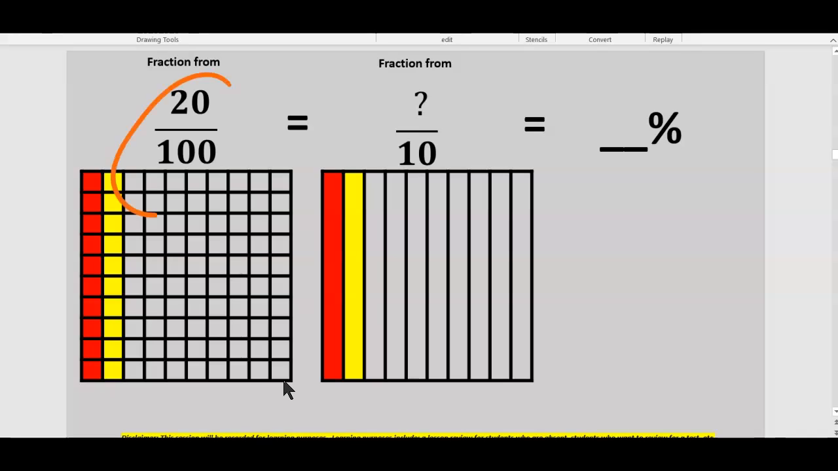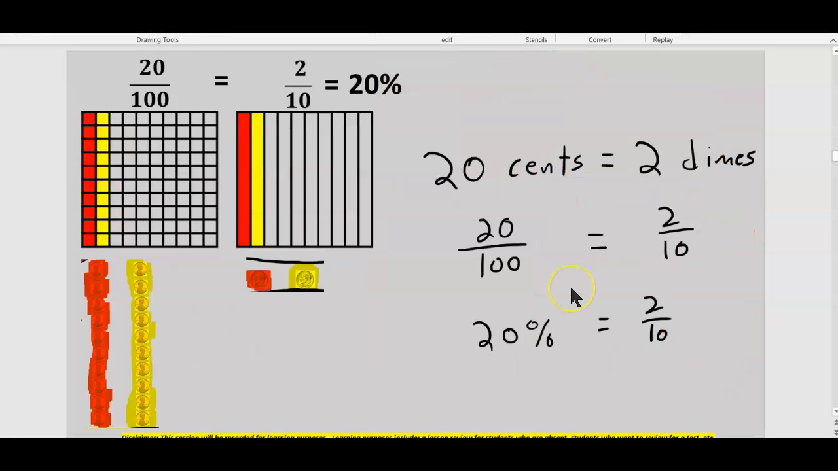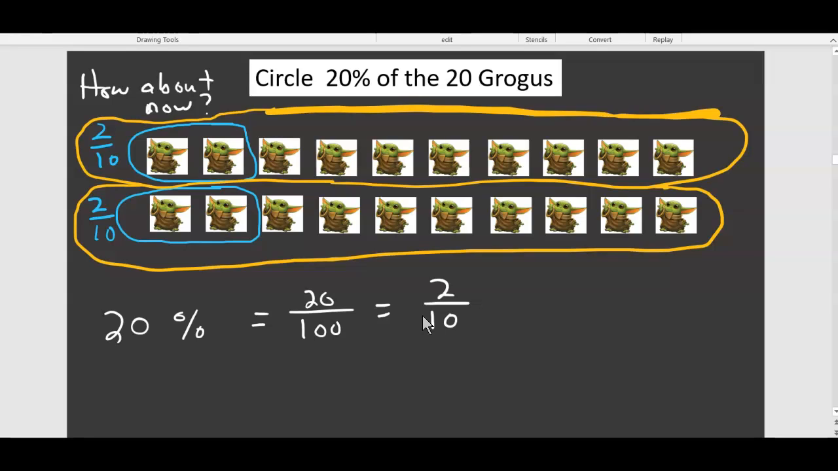20/100 is 2/10, 2 dimes, which is 20 cents, 20%. Circle 20% of the 20 Grogus. Pause the video, try it out. What if we set them up like this? I think it's a little bit easier when you set them up horizontally like this, because you can see that this is 2/10 and this is 2/10. That's 20% and 20%, which is a total of 4. So what's 20% of 20 Grogus? The answer will be 4. 4 Grogus. Let's see if that sounds about right.